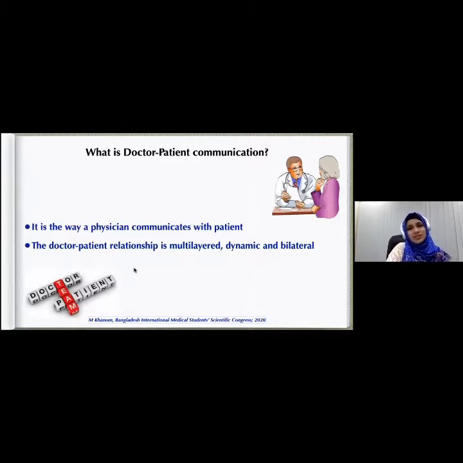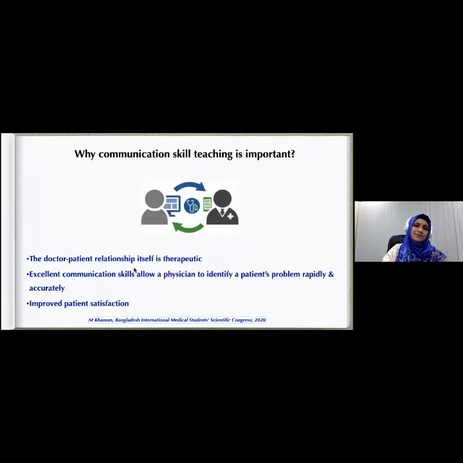Doctor-patient communication is the way a physician communicates with patient. The doctor-patient relationship is multi-layered, dynamic, and bilateral. Doctor-patient relationship itself is therapeutic. How? Because excellent communication skills allow a physician to identify a patient's problems rapidly and accurately and provides improved patient satisfaction.